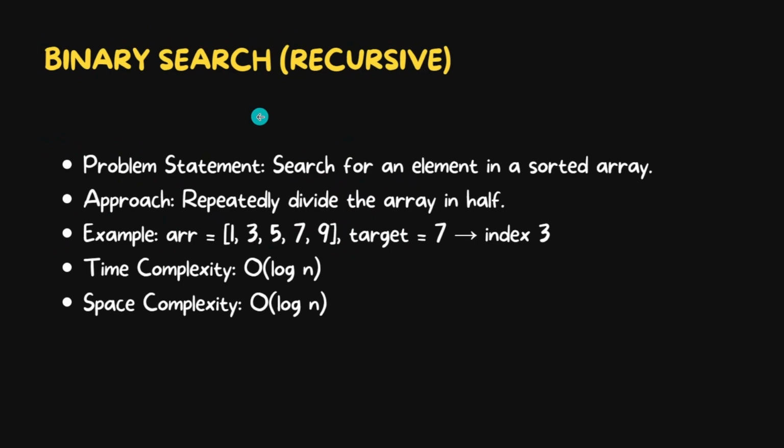Next is the binary search. It searches for an element in a sorted array. It repeatedly divides the array in half. For example, if the array is 1, 3, 5, 7 and 9 and we need to find the target 7, the result should be 3 since 7 is present at index 3. Time complexity is O(log n). Space complexity is also O(log n).